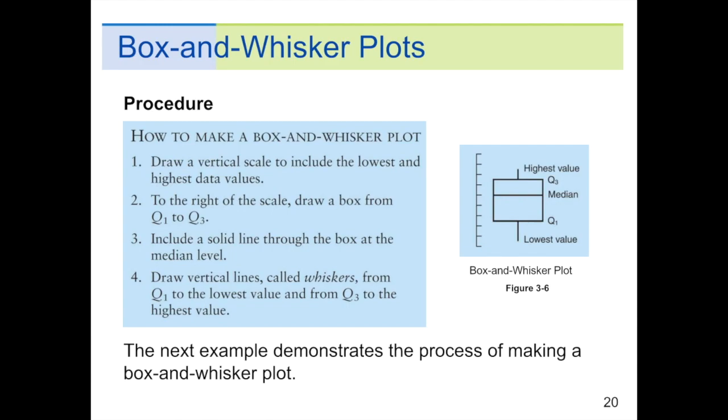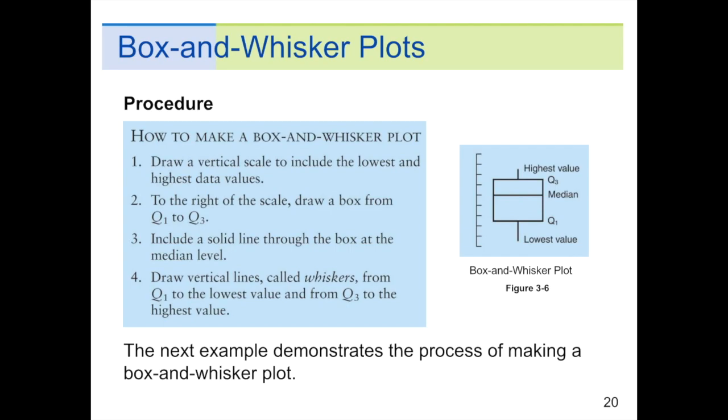How to make a box and whisker plot. Draw a vertical scale to include the lowest and highest data values. It doesn't have to be vertical. I've often seen them horizontal, and whether it's vertical or horizontal, it's completely fine.